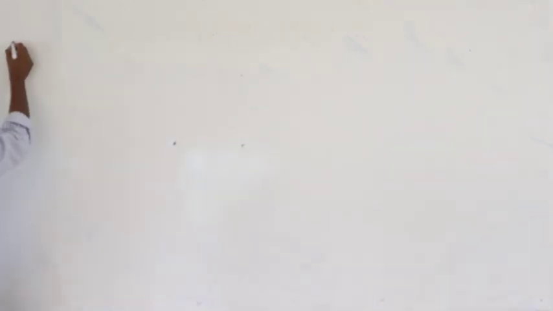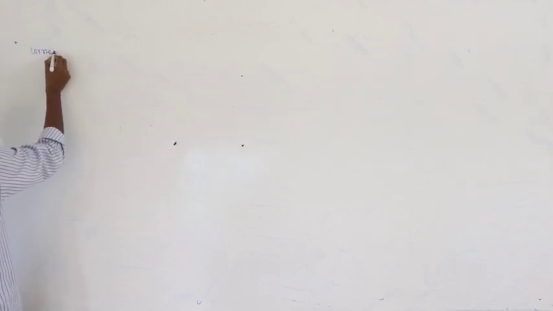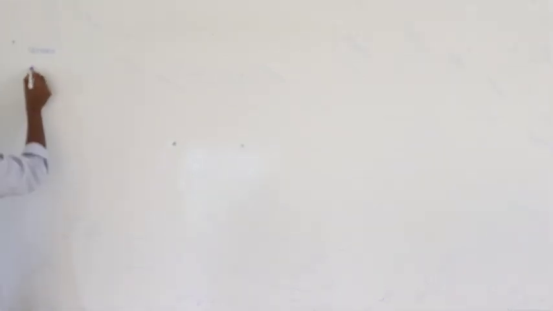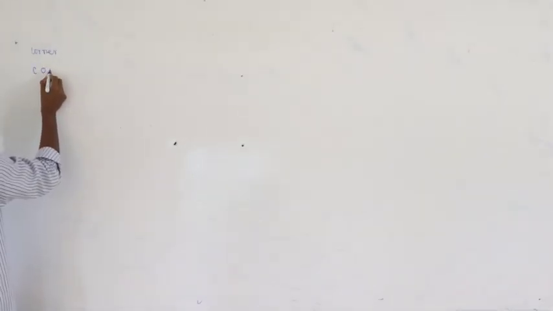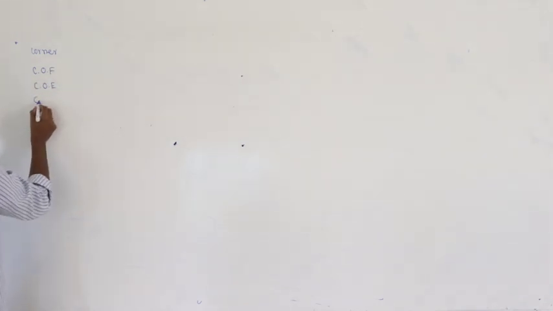And here, look at here, first one, corner. This is the lattice point. Second one, center of the face, center of the edge, center of the body. Corner, center of the face, center of the body, and center of the edge.